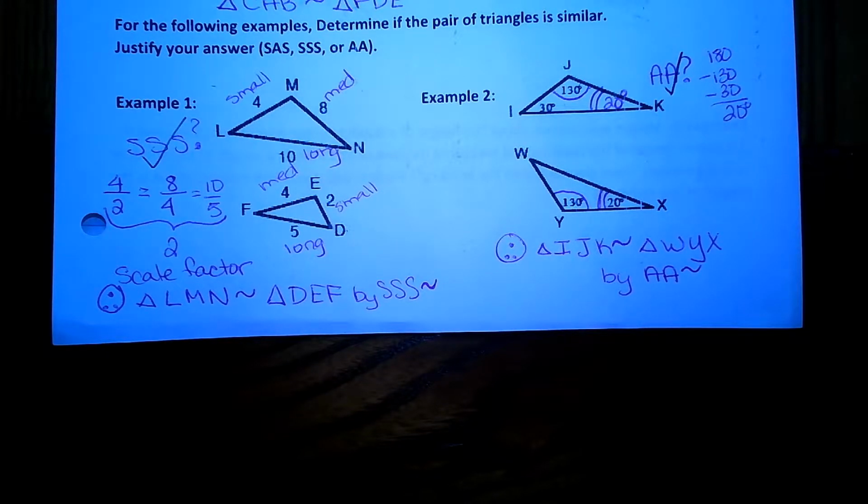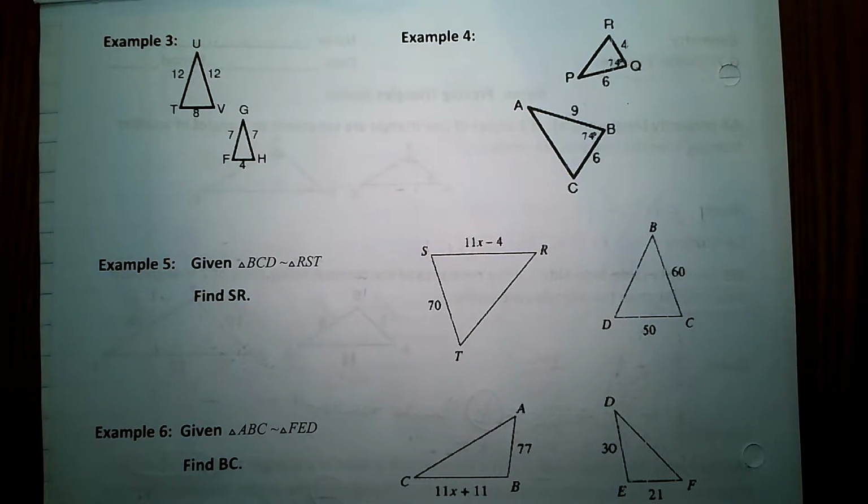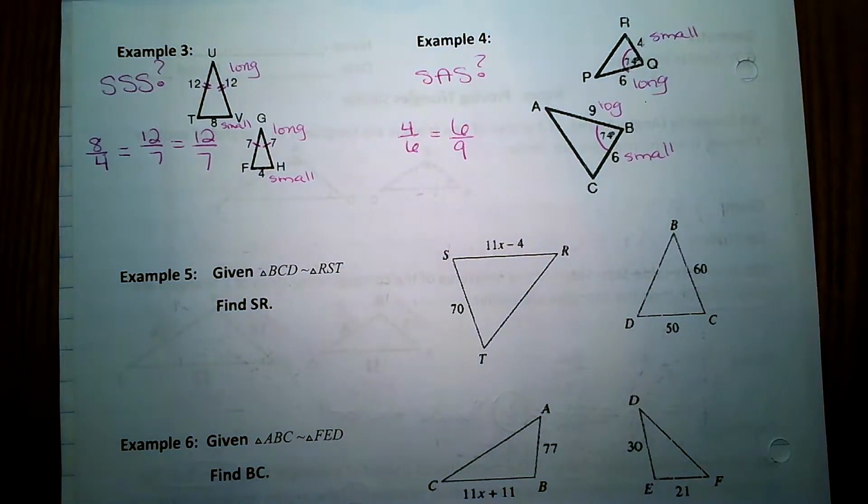Okay, flip your page with me. What I want you to do is try to discover if example 3 and 4 are similar. I'm going to pause the video and I'm going to do my work, and then when I come back, I'll have my work shown for you. Okay, here's what I've got so far.